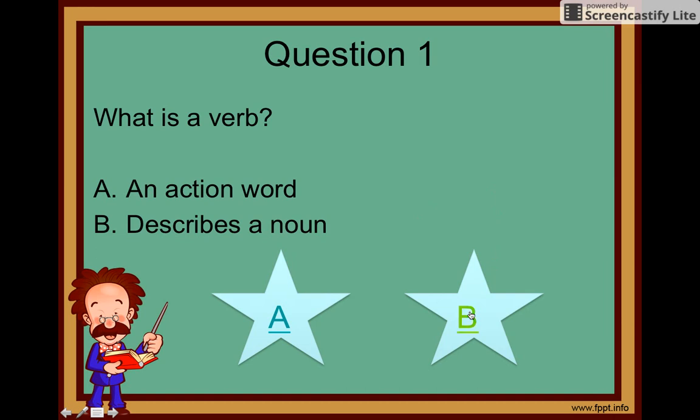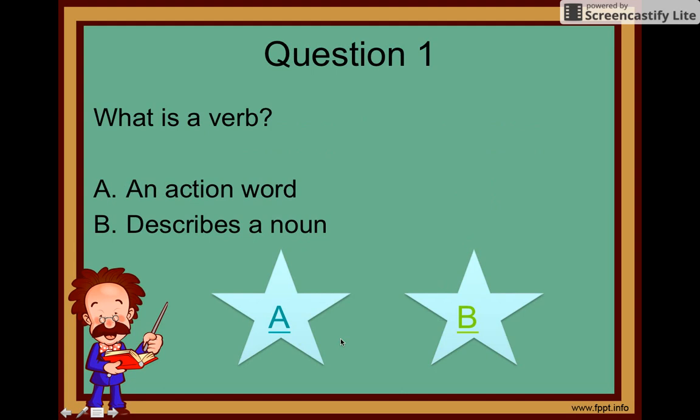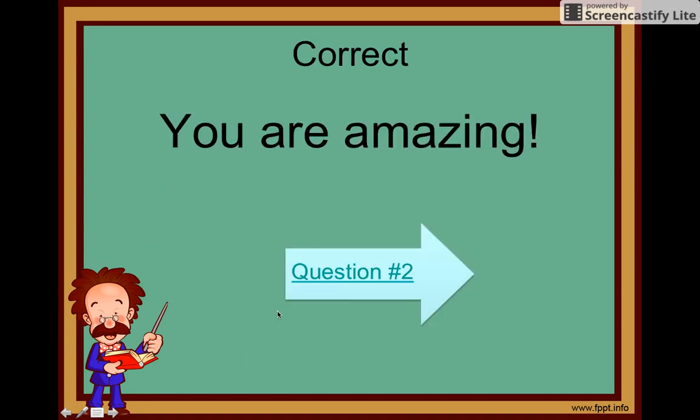I'm going to click on B and it's going to tell me incorrect. So we learned from our mistakes. How about another try? I'm like, okay, this is all right. It's very low stakes. I can go at my own pace and I can try it again. The awesome part is it also tells them which one they got incorrect so that they can start to look at their next option. So in this case, I would know that, okay, a verb, it has to be an action word in this case. Hit A. Yes, I am amazing. I got it correct. I'm on to question 2.